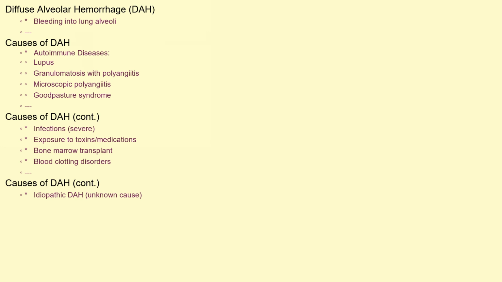DAH is characterized by widespread bleeding into the tiny air sacs of the lungs, called alveoli. The causes are diverse. It can be triggered by autoimmune diseases like lupus, granulomatosis with polyangiitis, microscopic polyangiitis, and Goodpasture syndrome, where the body mistakenly attacks its own lung tissue. Infections, especially severe ones, can also damage the alveolar walls and lead to DAH. Exposure to certain toxins or medications, bone marrow transplant, and rarely, underlying blood clotting disorders are also considered to be potential causes. Sometimes the exact cause remains unknown, termed idiopathic DAH.